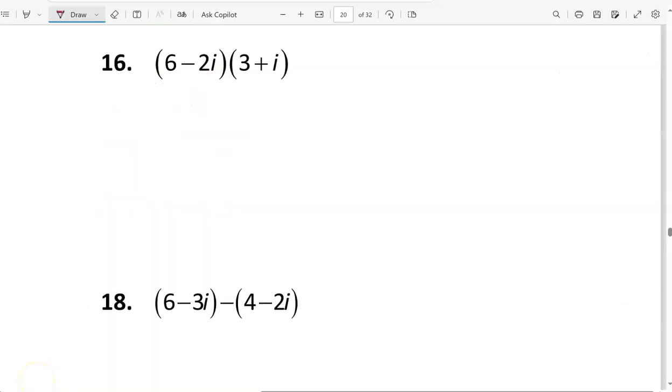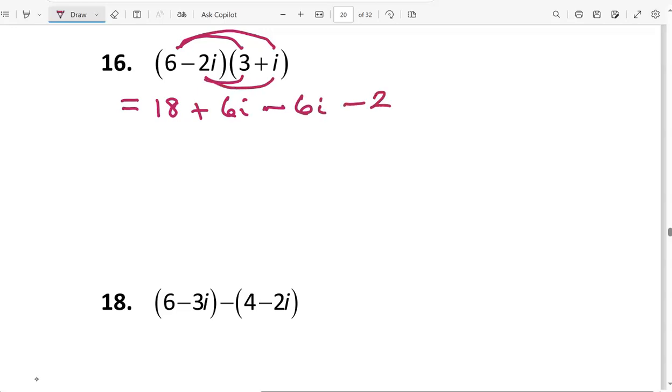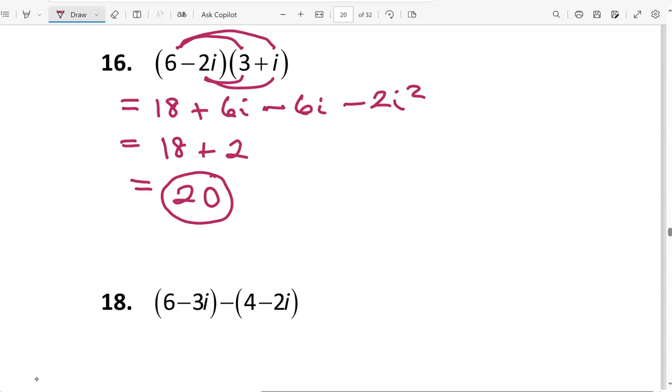In number 16, we're multiplying again, so the FOIL method is appropriate. 6 times 3 is 18. 6 times i is 6i. Negative 2i times 3 is negative 6i. And negative 2i times i is negative 2i squared. Combining the like terms, 6i and negative 6i add up to 0, and negative 2i squared is positive 2, so that means adding 2, and that gives us a final result here of a pure real number of 20.